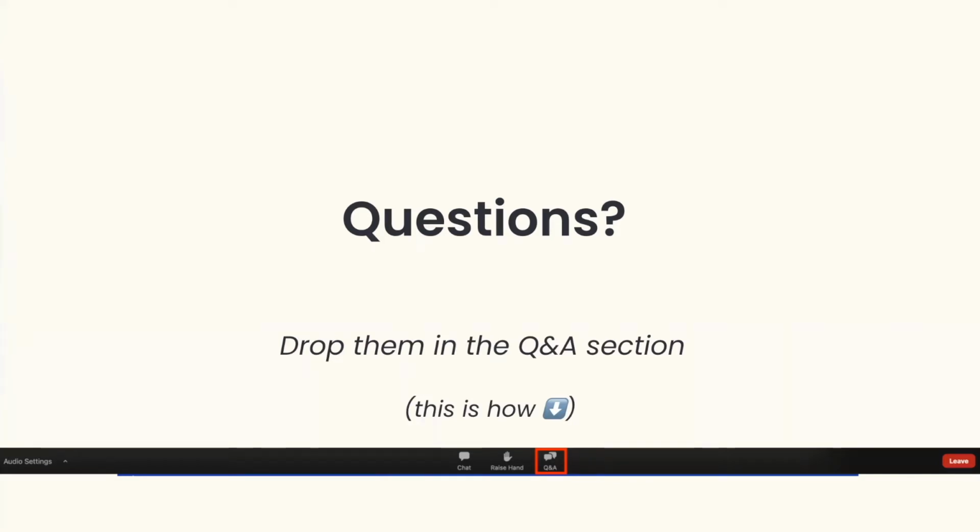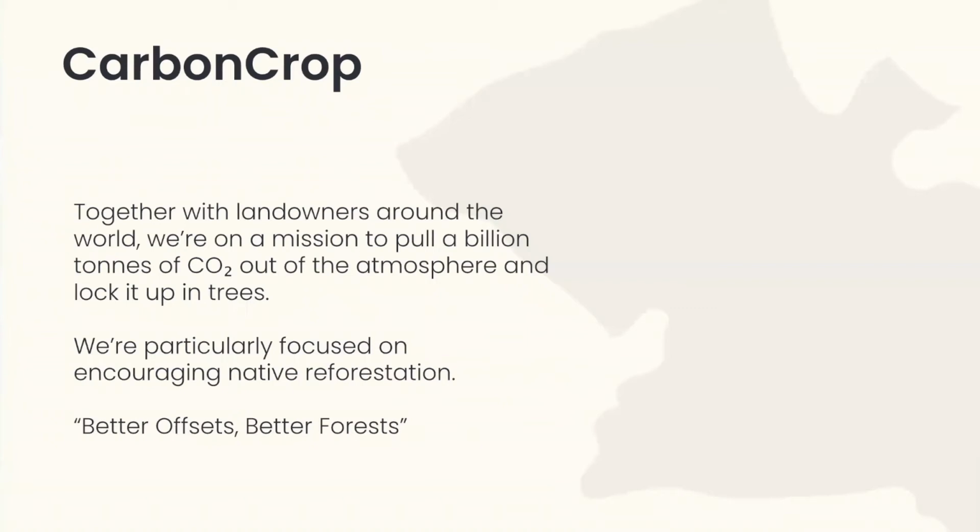All right, formalities out the way. Let's get cracking. So who is CarbonCrop? CarbonCrop is a Nelson-based startup. We're about 35 people now. And what we're doing is that together with landowners around the world, we're on a mission to pull 1 billion tons of CO2 out of the atmosphere and lock it up in trees. For now, we are focusing mostly on New Zealand. We have coming up on 300 customers with all sizes of land and forests.